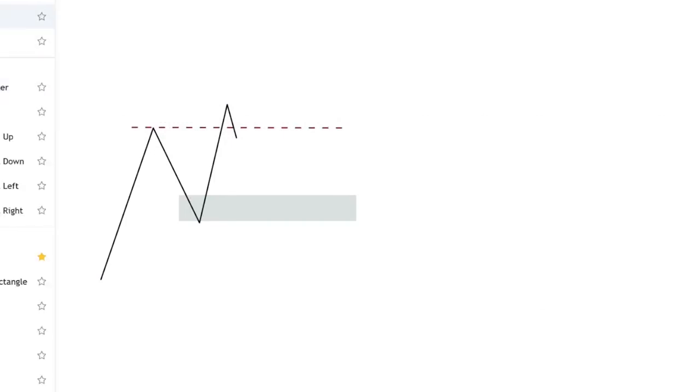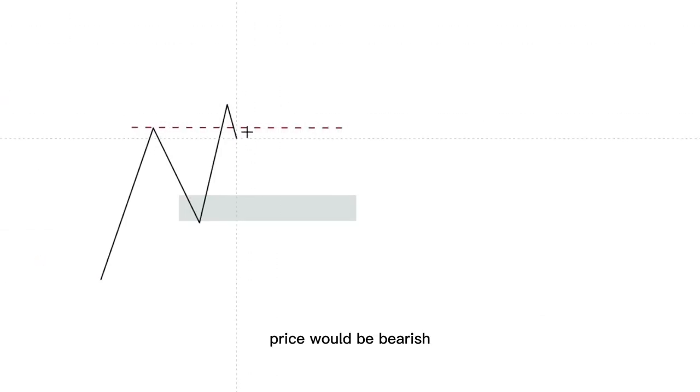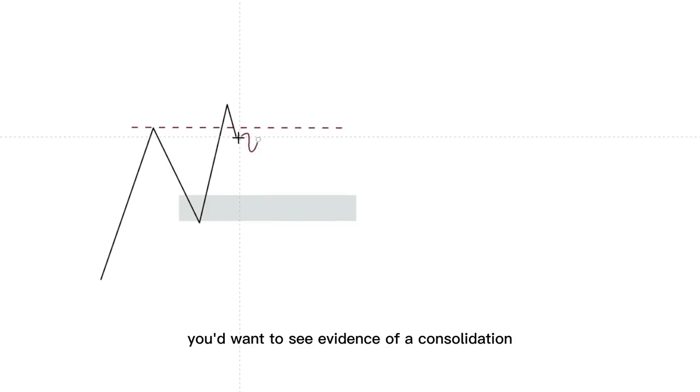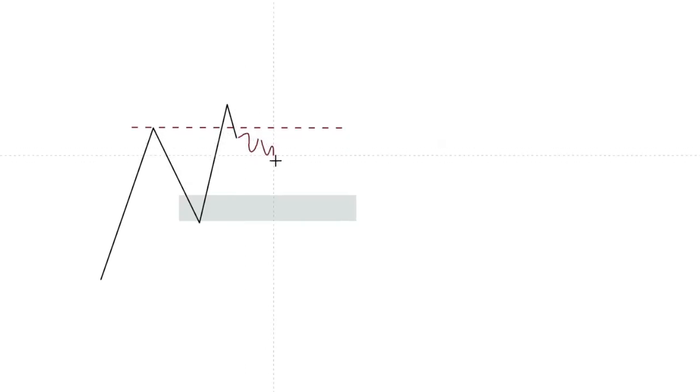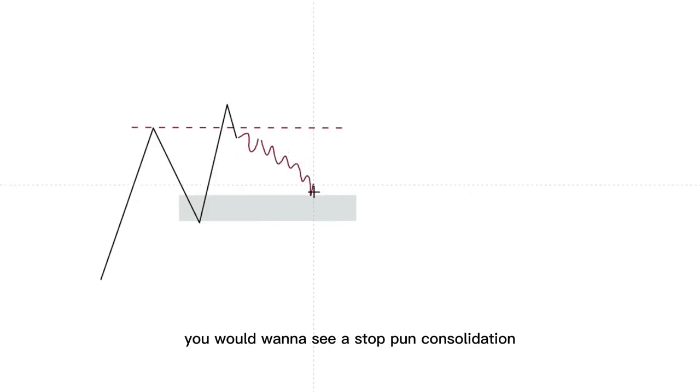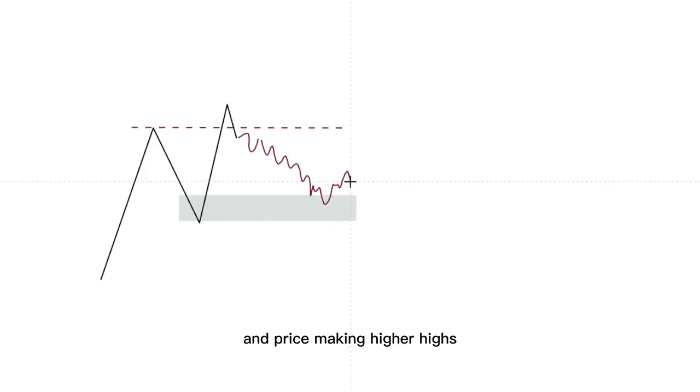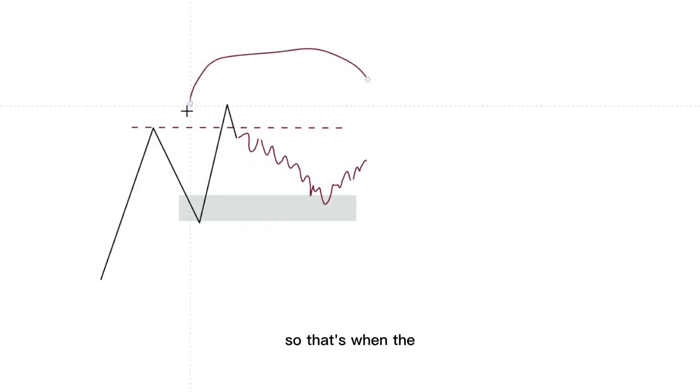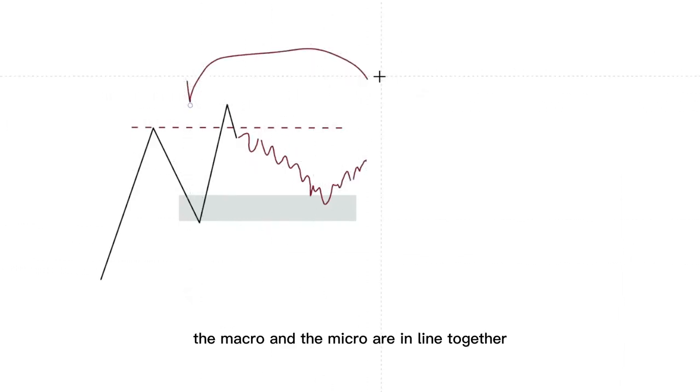So here, price would be bearish. You'd want to see evidence of a consolidation and then sequences of lower lows. That's when you would confirm it. And then once price approaches here, you would want to see a stop hunt, consolidation, and price making higher highs. Once price starts making higher highs, you are in line with the macro. So that's when the macro and the micro are in line together.